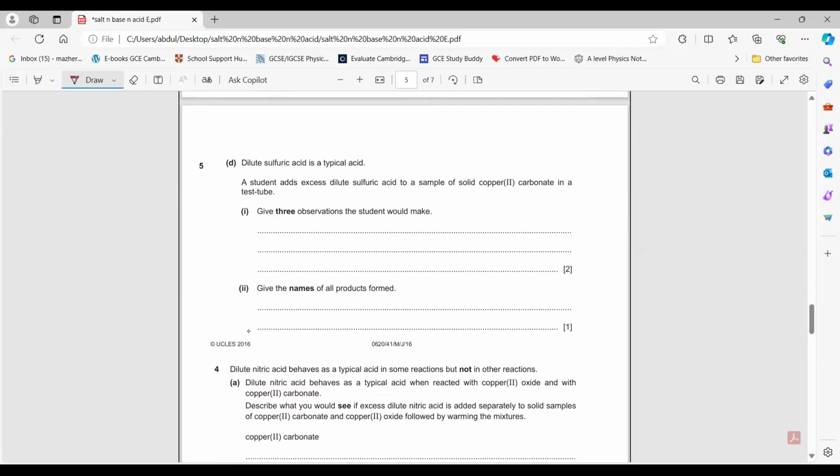Then we have dilute sulfuric acid as a typical acid. A student adds excess dilute sulfuric acid to a sample of solid copper carbonate in a test tube. Give 3 observations. सबसे पहले क्या होगी, fizzing, dissolve and disappear.